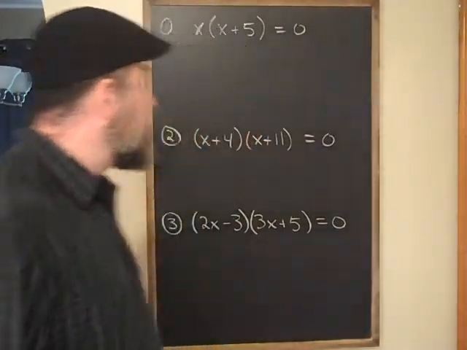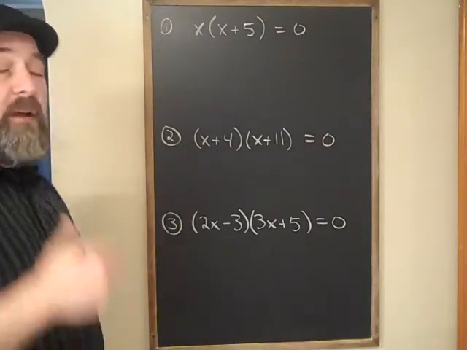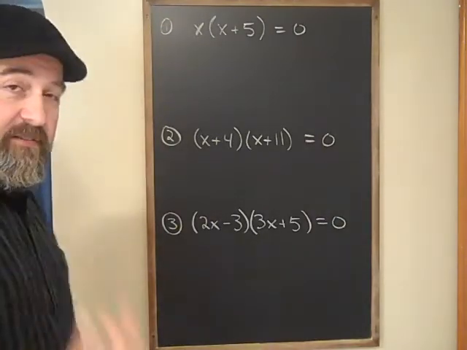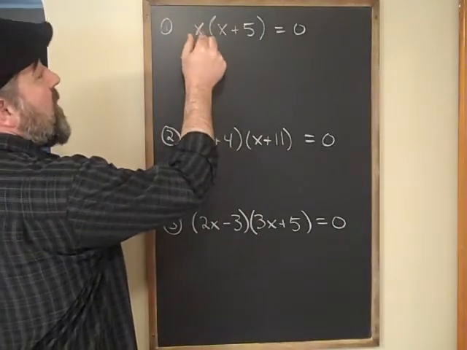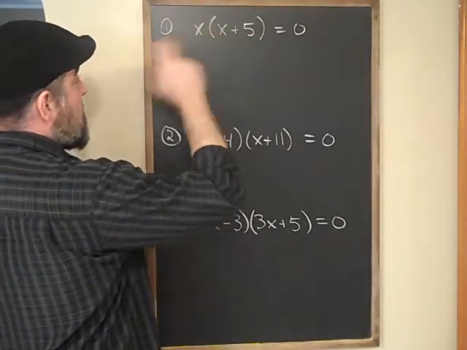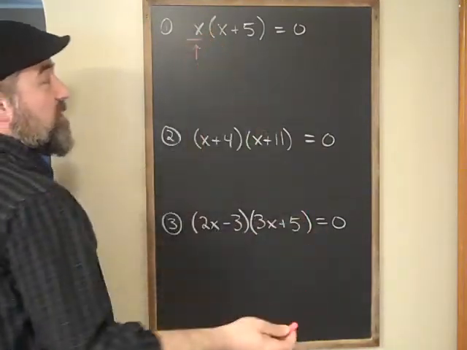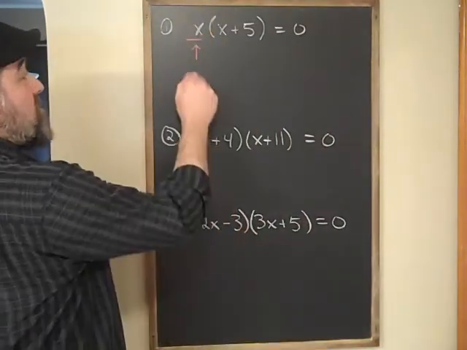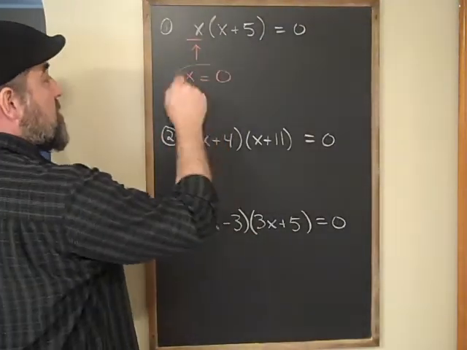Okay, so our first three examples, we're going to solve these real quick here. Again, we're using zero product property because these are given to us in a factored state. We have an expression multiplied by an expression. That's a factored state. So you look at this factor and you ask yourself, what makes x be 0? What makes x be 0 is when x is 0. There's one of your solutions.